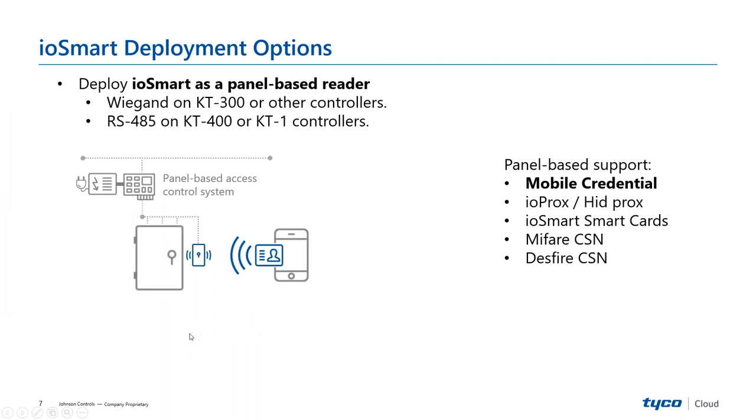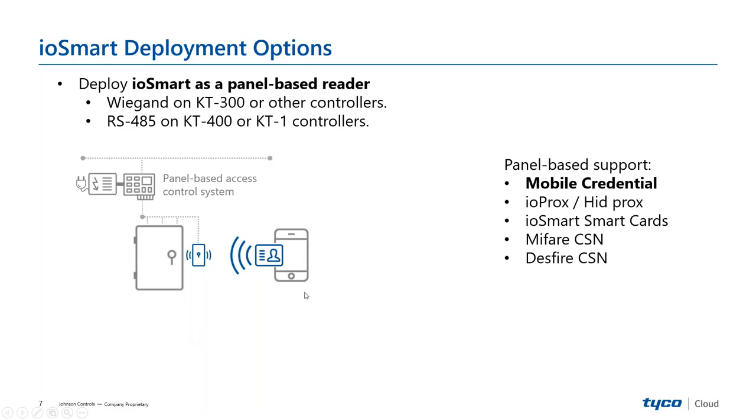So in a panel-based environment, the ioSmart reader is wired back to the access controller over Wiegand for KT300 or less, or if you're going RS-485, over the KT400 or KT1. I strongly recommend RS-485. You get end-to-end encryption. It's clean. It's proper, right?